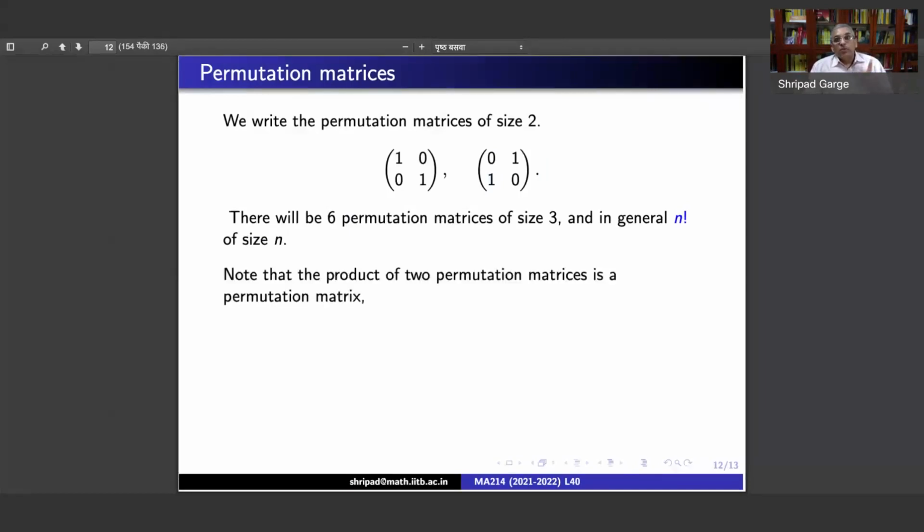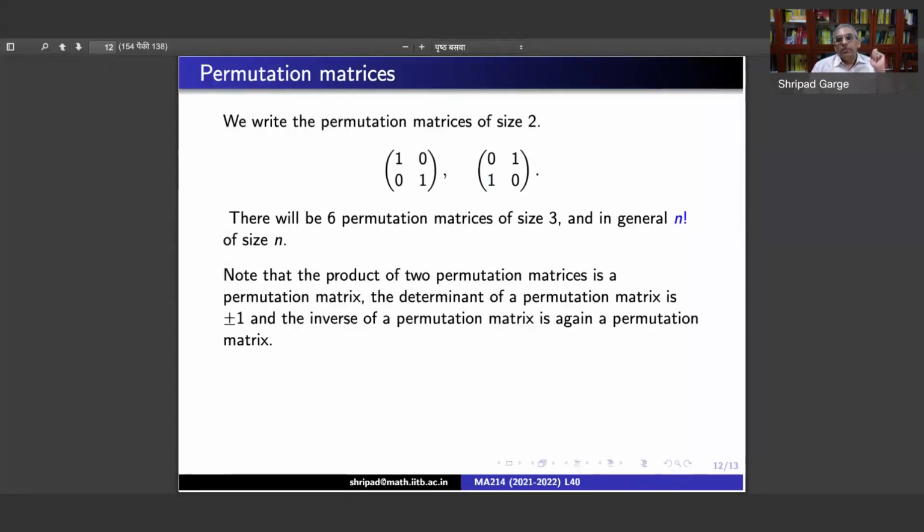Of course, the product of two permutation matrices is a permutation matrix. The determinant of a permutation matrix is plus or minus 1, so it is invertible, and the inverse of a permutation matrix is again a permutation matrix. So why did I tell you these things? Because we will have to take products of inverses of permutation matrices.